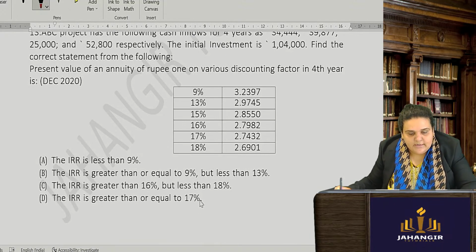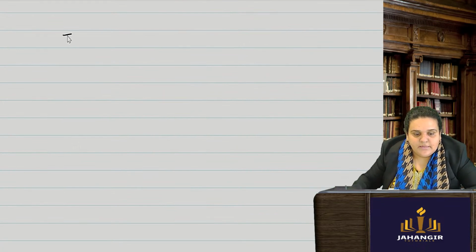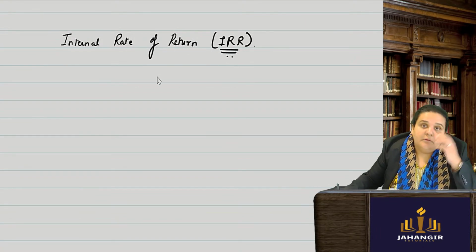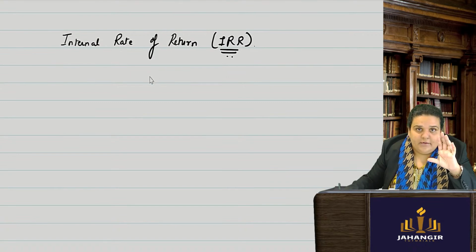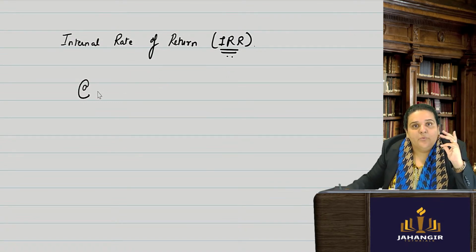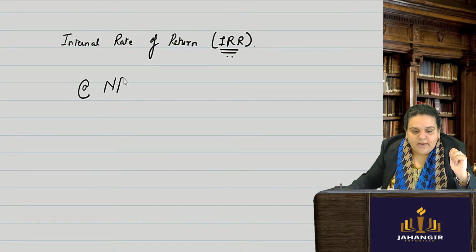Now what does IRR mean? IRR means internal rate of return. It is that discount factor or rate of interest or PV factor at which, when you calculate your cash flows, your NPV, net present value, will come to 0.